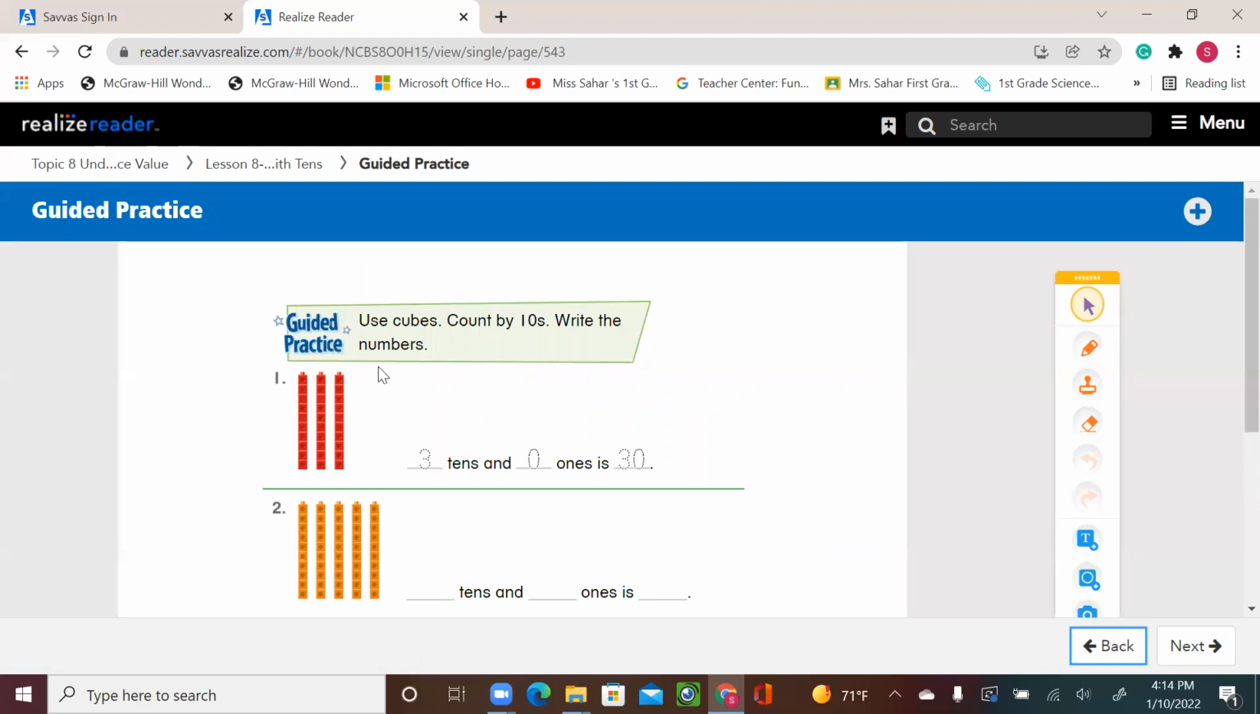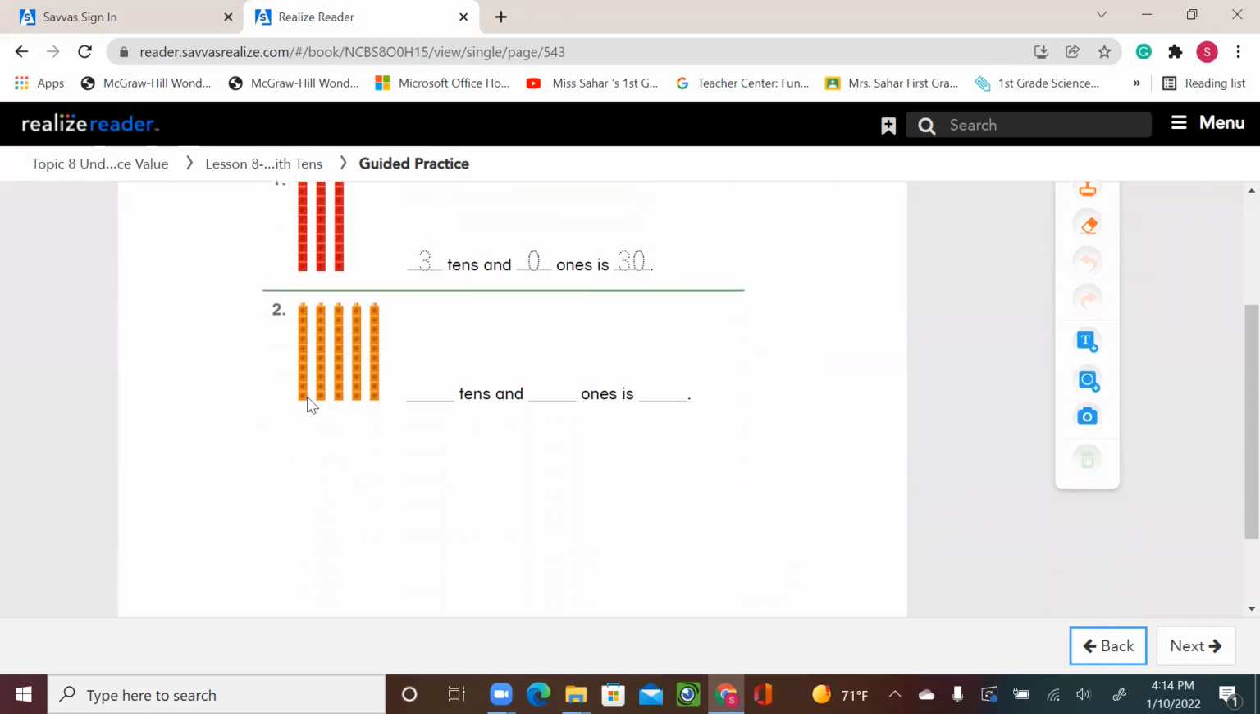Okay, let's see the guided practice, page 330. First one, I see one group of 10, 2, 3. So 3 groups of 10, that means 3 tens, and I don't have any leftovers, 0 ones. So 3 groups of 10 means 30, because I'm going to say 10, 20, 30.